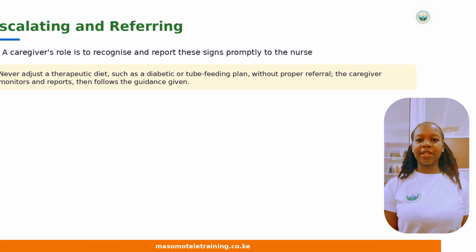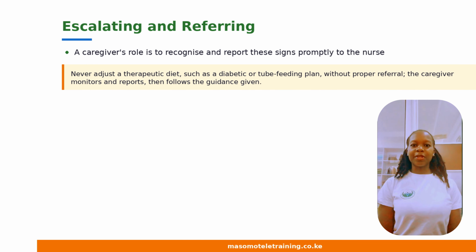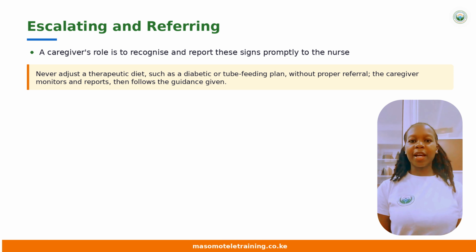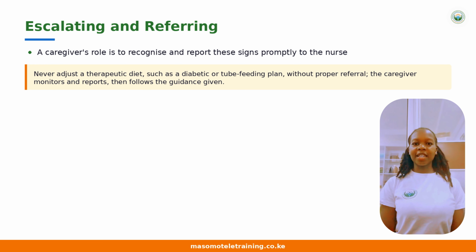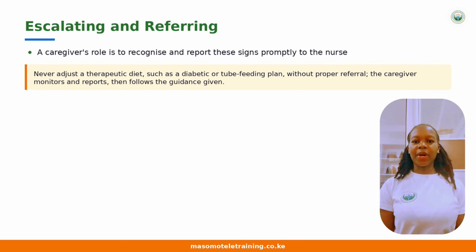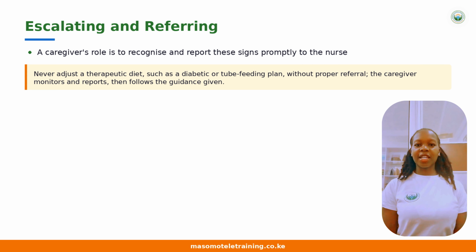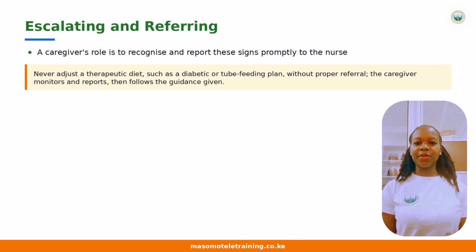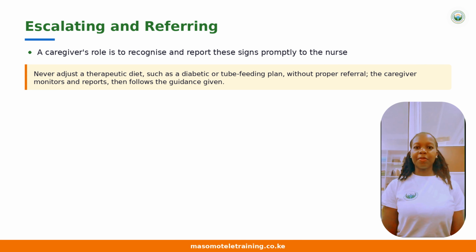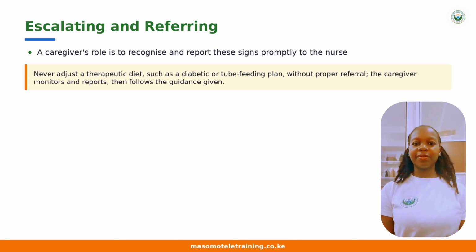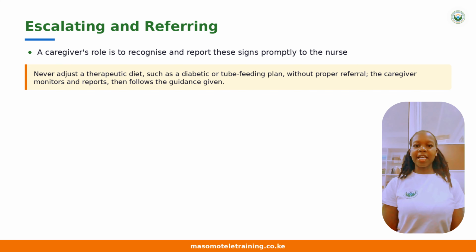A caregiver's role is to recognize and report these signs promptly to the nurse, supervisor, or family, not to change a therapeutic diet or feeding method on her own judgment. Key point: never adjust a therapeutic diet, such as a diabetic or tube feeding plan, without proper referral. The caregiver monitors and reports, then follows the guidance given.